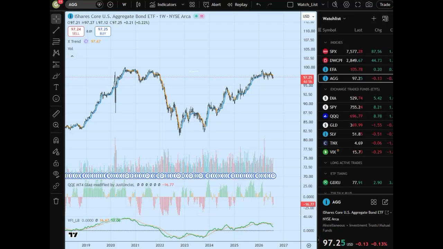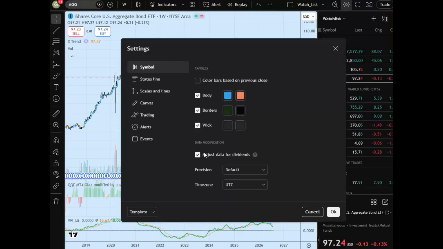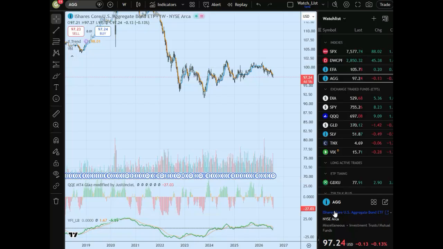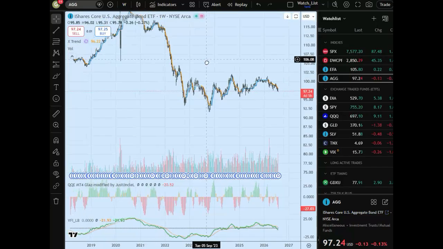In TradingView, you can simply switch the chart to unadjusted. If you're analyzing actual historical trading prices, support, resistance, or long-term chart patterns, many technicians prefer to work with an unadjusted chart. So let's draw some trend lines on this chart. This is the unadjusted chart for AGG.